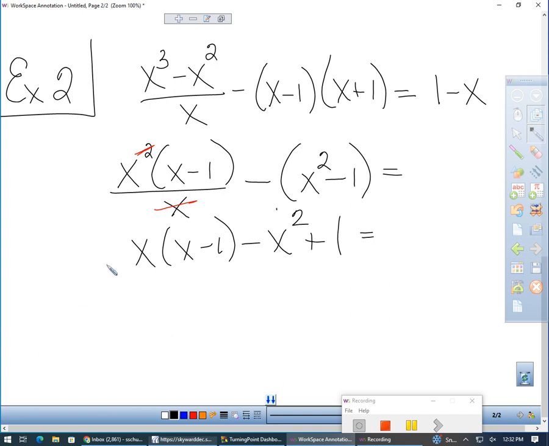Distribute, okay? So x times x is x squared. X times negative 1 is negative x. So minus x squared plus 1. Cross out the x squared. Okay? So I have negative x plus 1. Does that equal 1 minus x? Yes, it does. I agree.